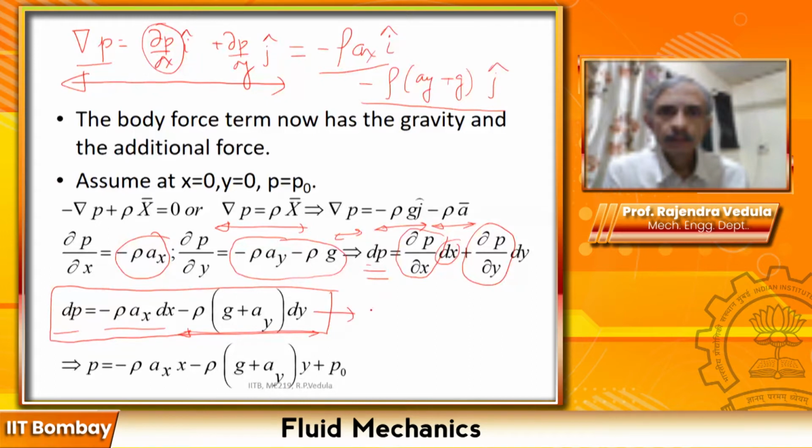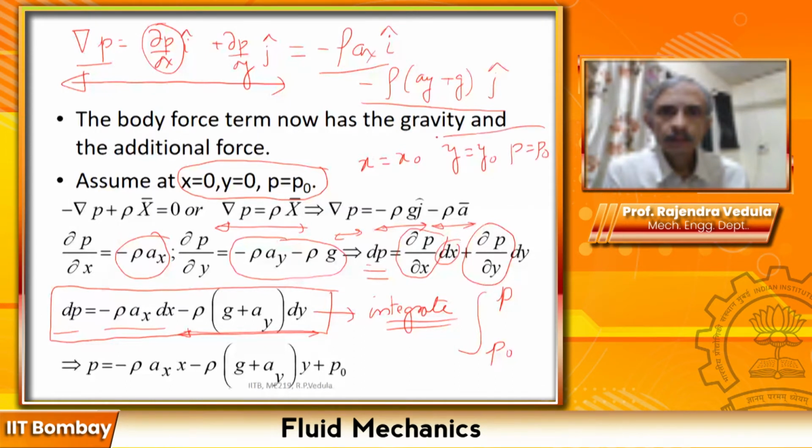Now you integrate this. Put whatever limits you want, say between some P naught and some P. Okay, this is kind of restrictive, but you can go with it. Or you can just say at x equal to x naught, y equal to y naught, p equal to p naught, whichever. That's perfectly fine. In which case you would have an x minus x naught and a y minus y naught hanging in there. That's about all the difference.